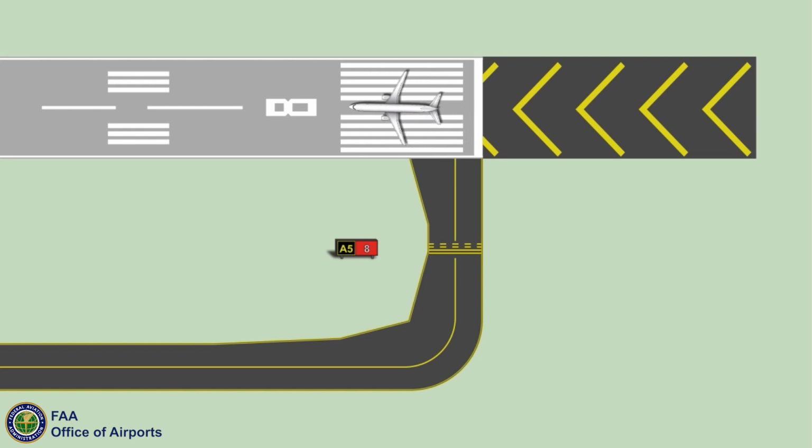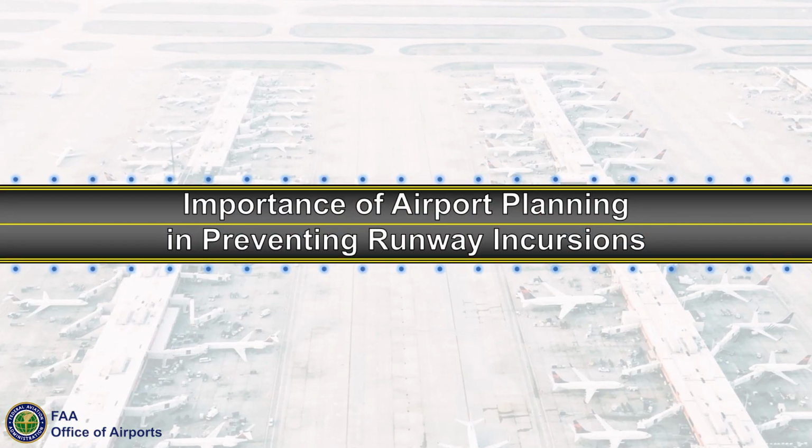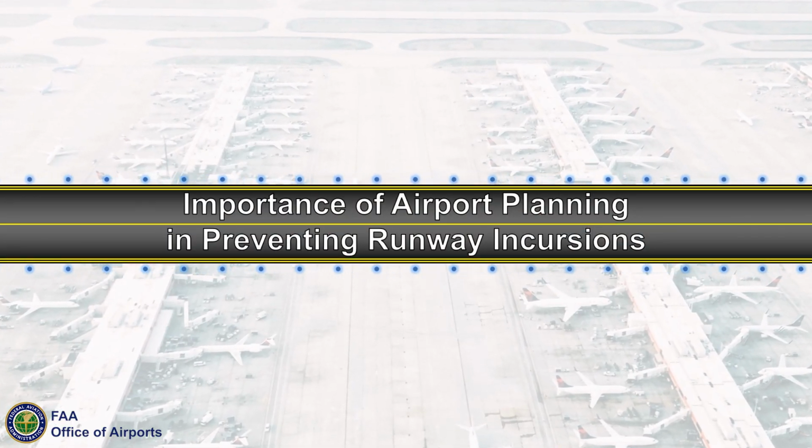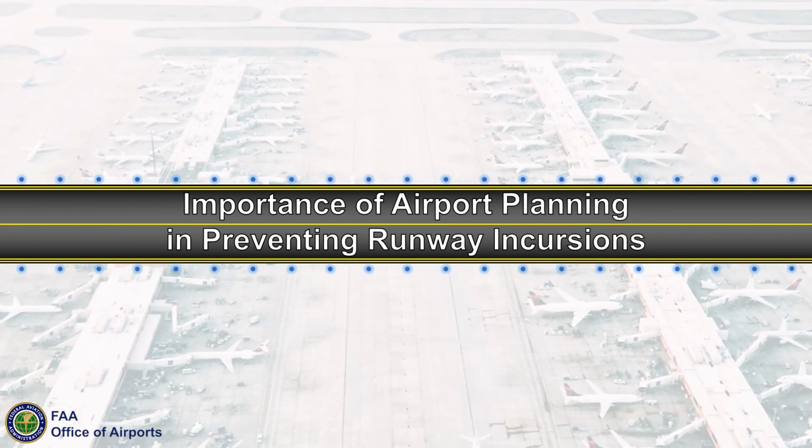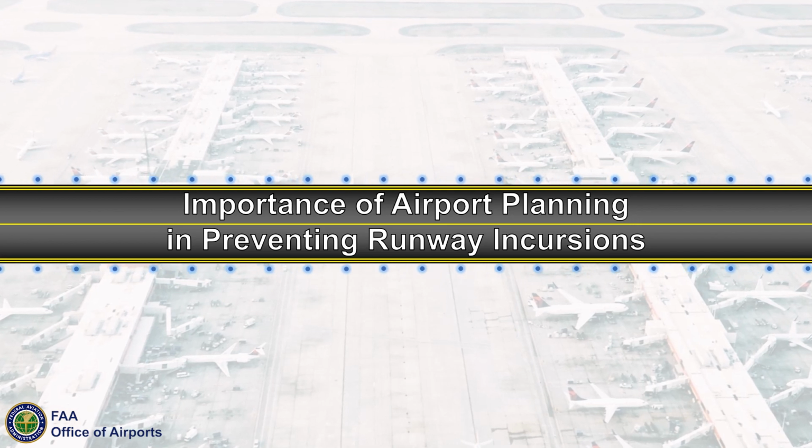The best way to prevent runway incursions is through proper airport planning and optimizing airfield layouts. This planning takes place during the airport master planning process, or the airport layout planning phase of an airport improvement project.